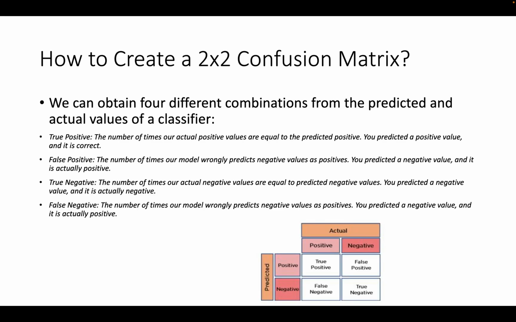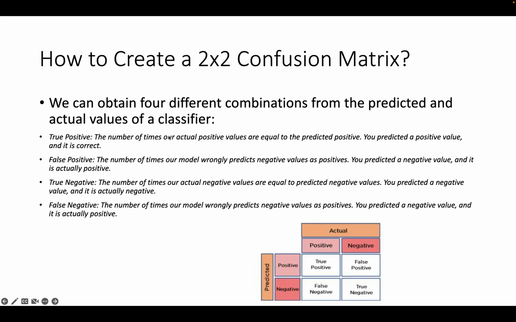How to create a 2 by 2 confusion matrix? We can obtain four different combinations from the predicted and actual values of a classifier. Again, true positive, false positive, true negative, false negative. Bhai, literally kitni baar? The number of times our actual positive values are equal to predicted values. I think इस पॉइंट पे सबको पता है, बट हाँ ठीक है, देख लो.